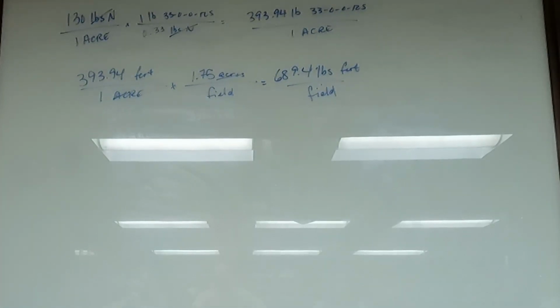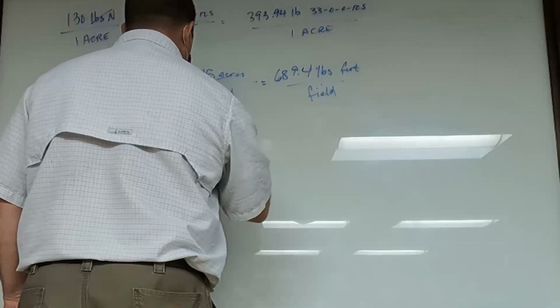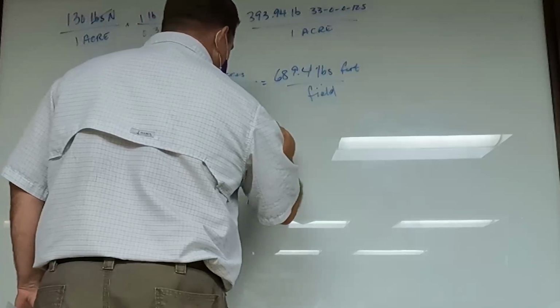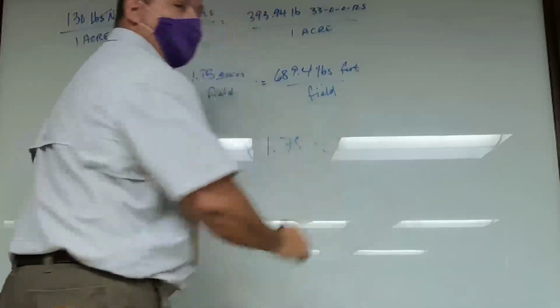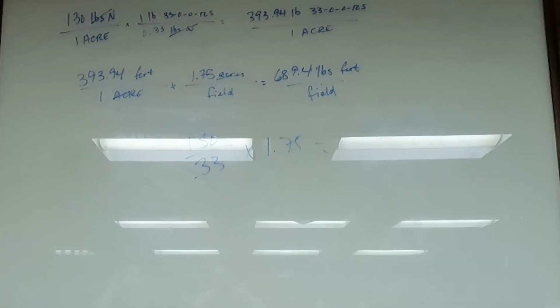If y'all are math whizzes and you can just do that math straight through, I'm okay with that. I like to see your units. They're important because if for some reason you get them flip-flopped, you know, show your work so I can give you some credit. If you just go 130 divided by 0.33 times 1.75 and you get the wrong answer, I can't give you any credit because I don't know where you got it mixed up.